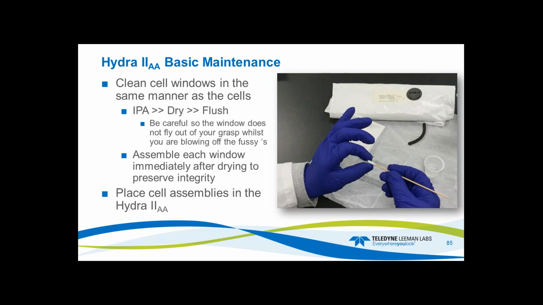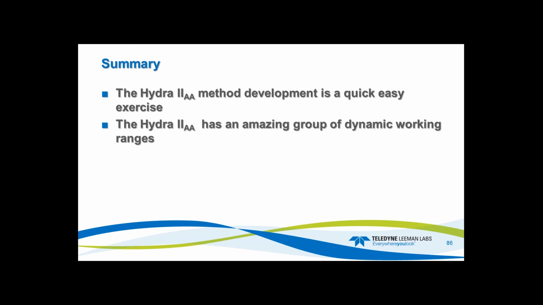Clean the windows, use the same process, IPA, dry, flush. Be careful when you blow them off so the windows don't fly out of your hands. And reassemble immediately after drying to preserve the integrity of your cleaning process. Don't place them down on anything, just put them right into the cells. And then place the clean cell assemblies back into the AA.